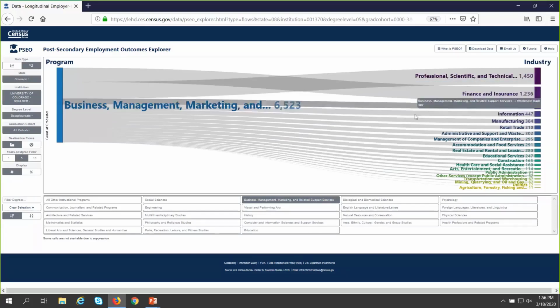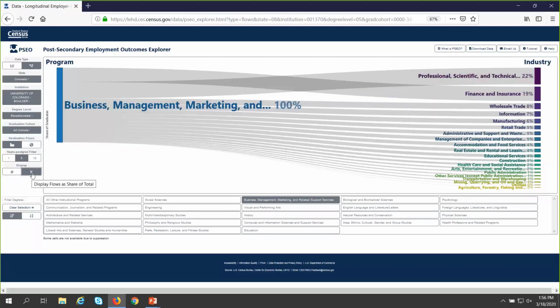So you can see they light up as you scroll over them. One nice thing that you can do, instead of doing math in your head, which I am terrible at, is you can click here so you can see the flows as a share of the total, which is really nice because you can see professional services is 22% of the graduates from business and management.